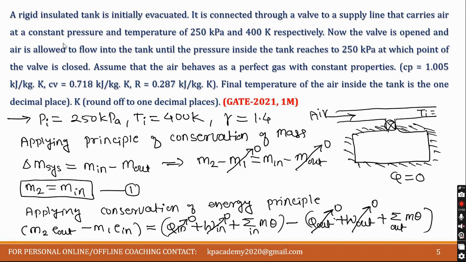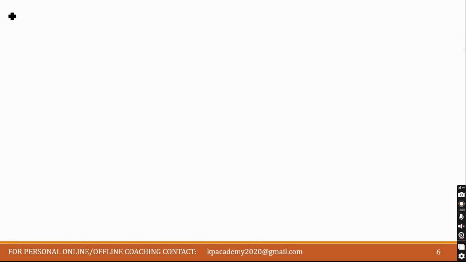So from the previous equation we can write m2 E out minus m1 E in equal to summation of m theta minus summation of m theta. Okay, so that's what we have. Now what is this E over here? E is the energy for non-flowing fluid, right? So what is that? E is equal to non-flowing fluid, meaning inside the system, right?